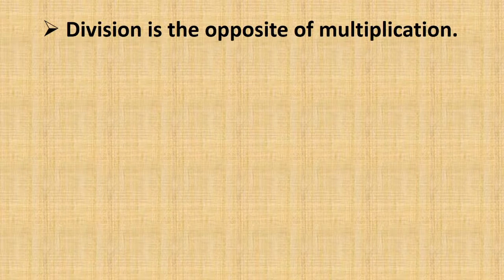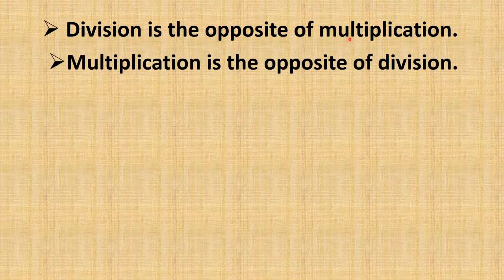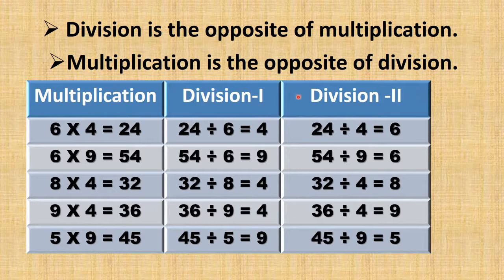Students, tell me, what do you learn from this example? Yes, very good students. Division is the opposite of multiplication and multiplication is the opposite of division. Look at one more example here. There are 3 columns. In the first column, multiplication. In the second column, division 1. In the third column, division 2.